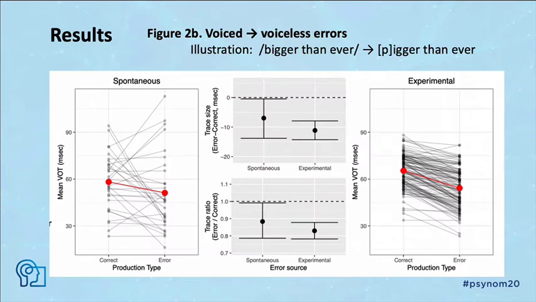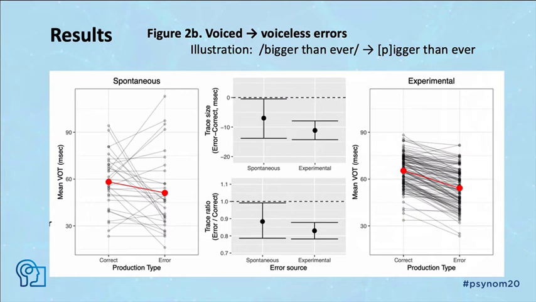As shown here on the left, we found significant trace effects in spontaneous errors. The gray points show the values for individual sets of matched productions. The lines connect the correct word means with the error word means from the same set of matched words. The red points show the means across all sets. As shown by the drop in the red line, the VOT of voiceless stops is slightly lower in the error words. This is a canonical trace effect, where voiceless sounds are pulled in the direction of voiced sounds.